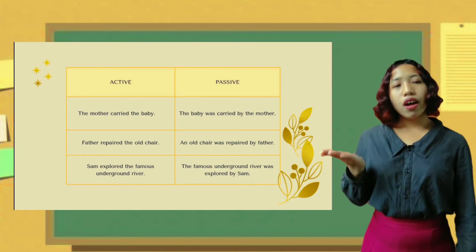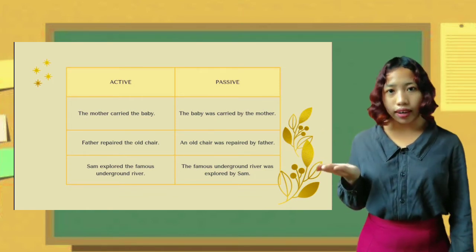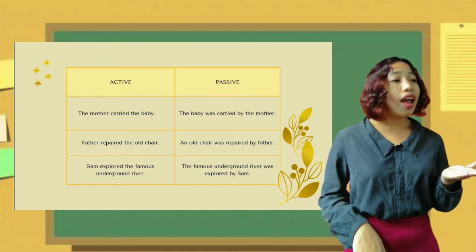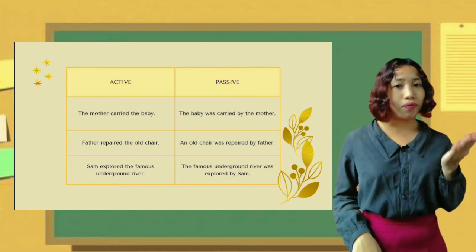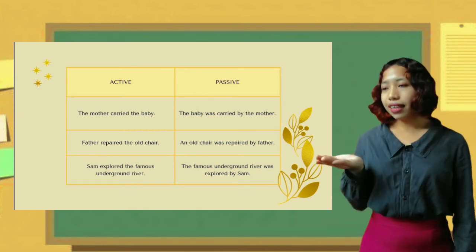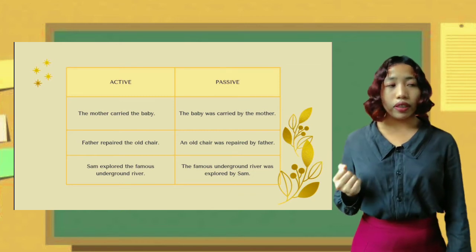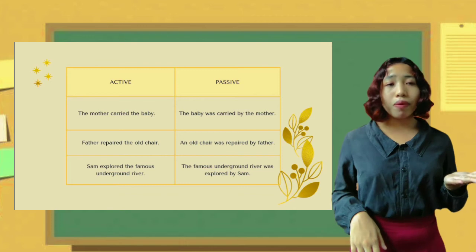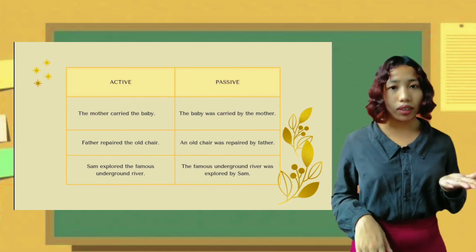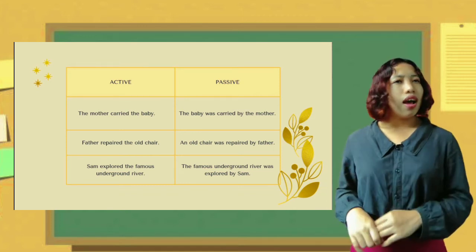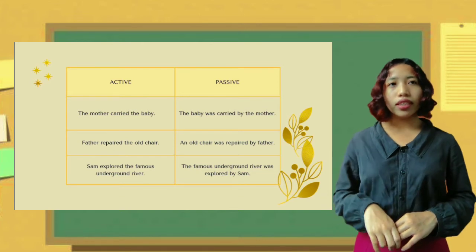In active, father repaired the old chair. In passive, an old chair was repaired by father. In active, some explore the famous underground river. In passive, the famous underground river was explored by some. Is everything understood? Is everything clear?